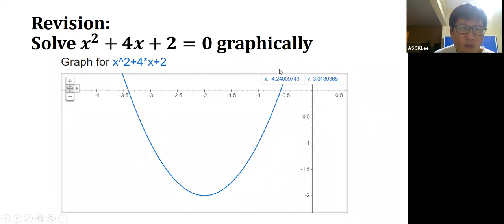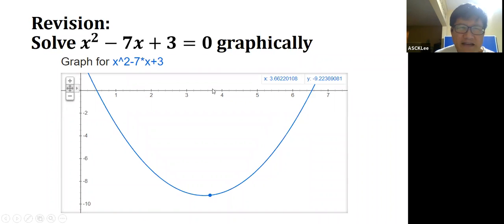All right, this is another one. Solve x squared plus 4x plus 2 equals 0 graphically. So plot it out, and our two solutions are just here, and the other one is here. So this is something like minus 3.4, somewhere there. And this is minus 0.6. So these are our two solutions for this question.